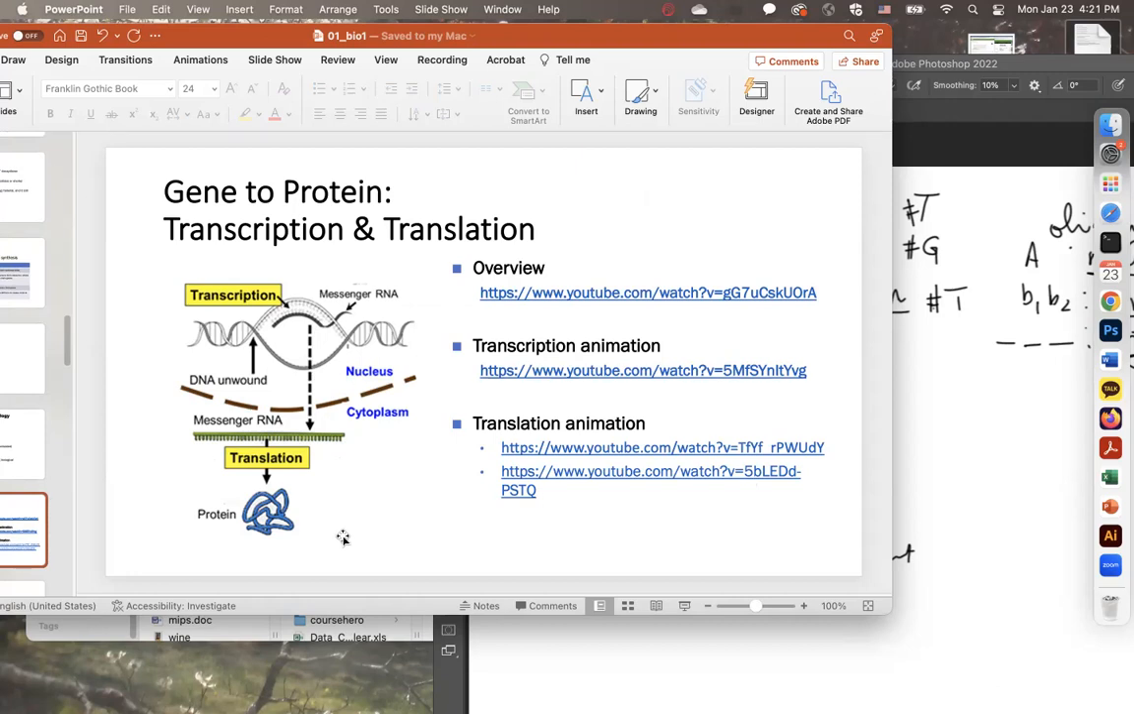Okay, so you can take a look at those animations. I think they should be all available. I didn't check them, but they should be all set.